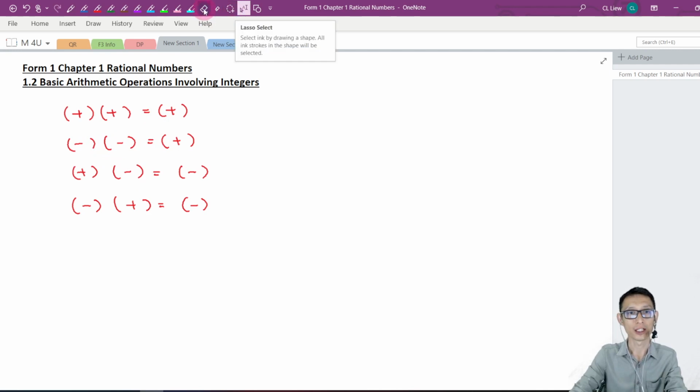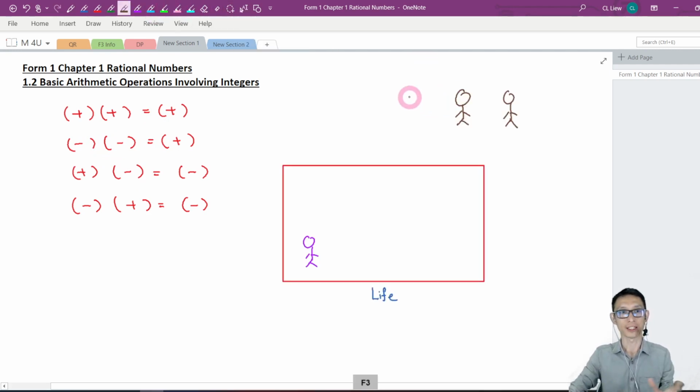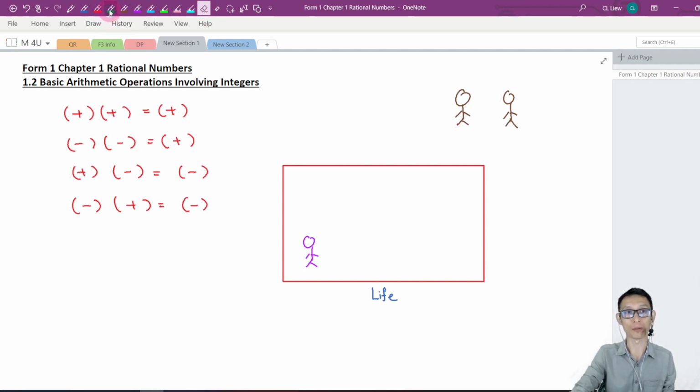Now let me draw a diagram for you first. Okay, now let's say you have two creditors, you owe them money. I will just use a very small number, easier for you to think about. Let's say each of them you owe 3 ringgit, which means you need to pay them back 3 ringgit. In this situation, I'm going to use negative 3 to represent it, because you need to pay them. The money is going out from your pocket. So, negative 3, negative 3.